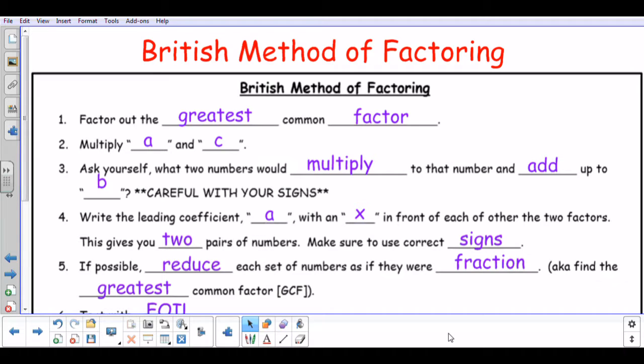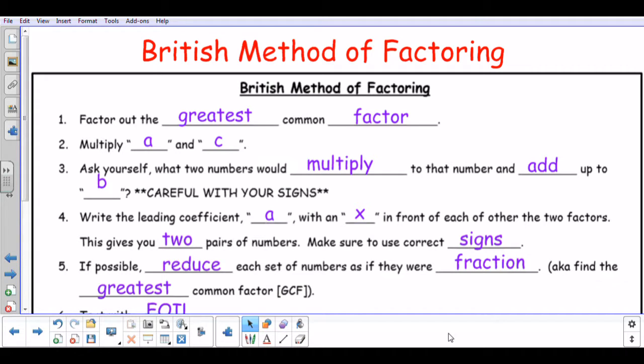One of those ways to factor is called the British method, and there are 6 steps to follow in order to do that. First, you want to factor out the greatest common factors. If all 3 terms have a number in common, or if they have a variable in common, you want to get rid of that before you do anything else.